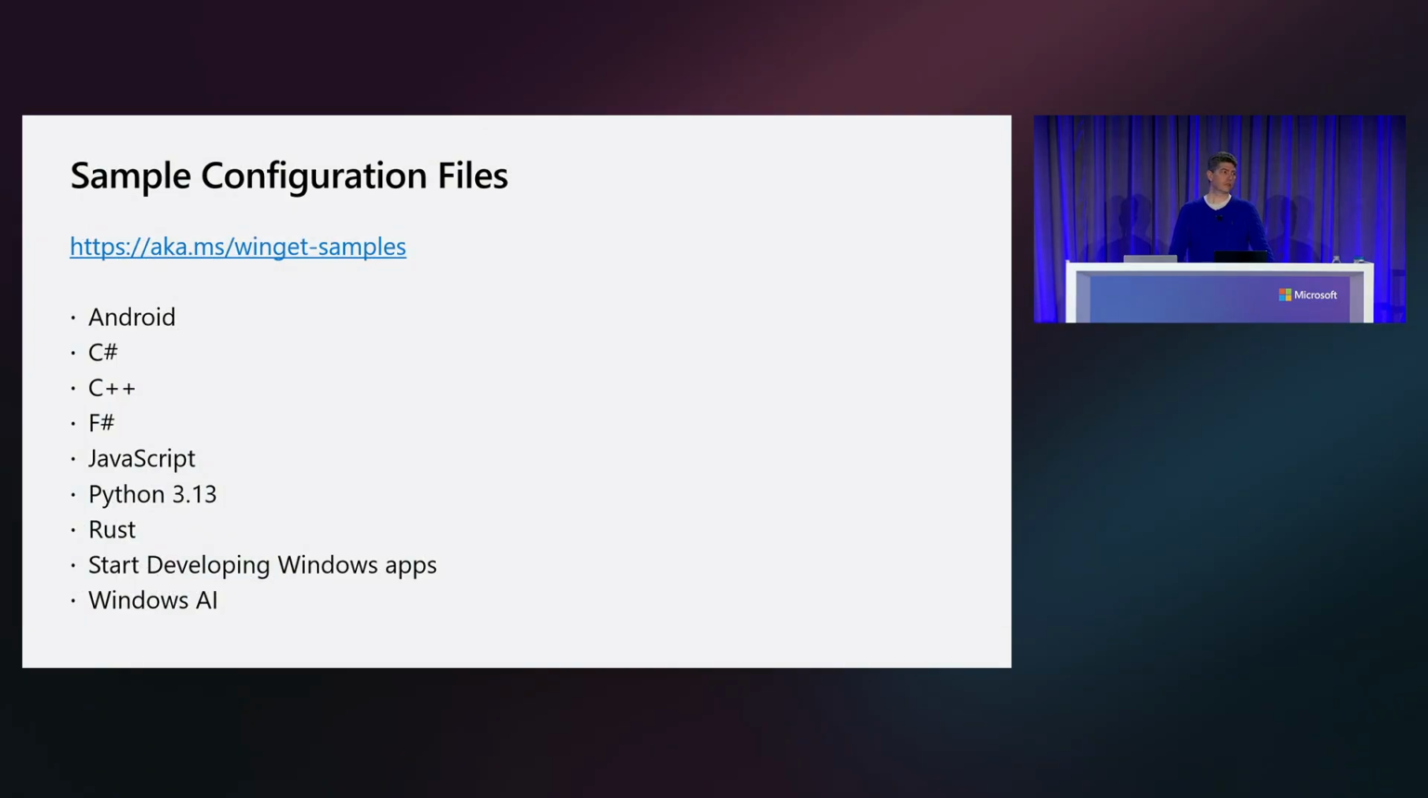We've built several sample configuration files primarily for developer workloads. We do have some examples for using individual resources, but we've got samples for all of the different development technologies and environments at the link aka.ms/winget-samples. And if you want to add more, it's open source. We'd love to take those contributions because we know it's a lot easier to start from a working configuration than it is to go from scratch.